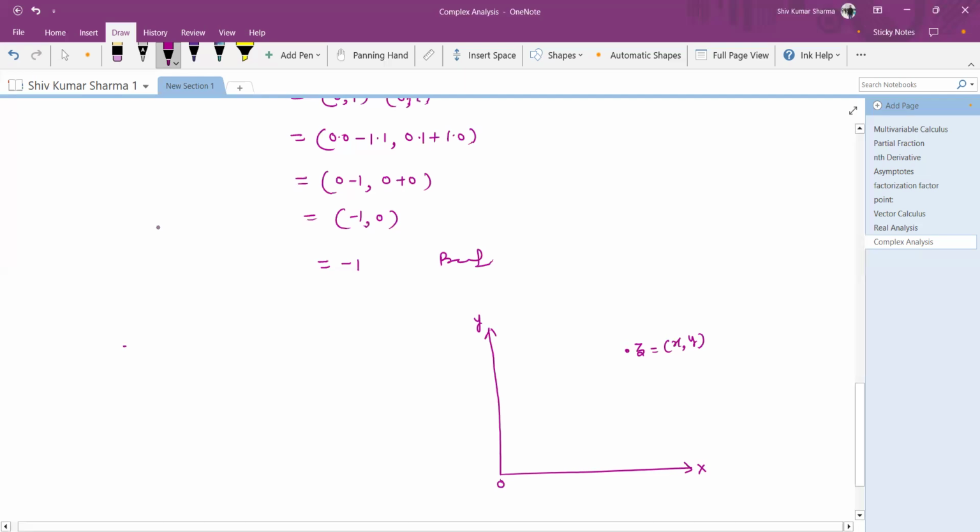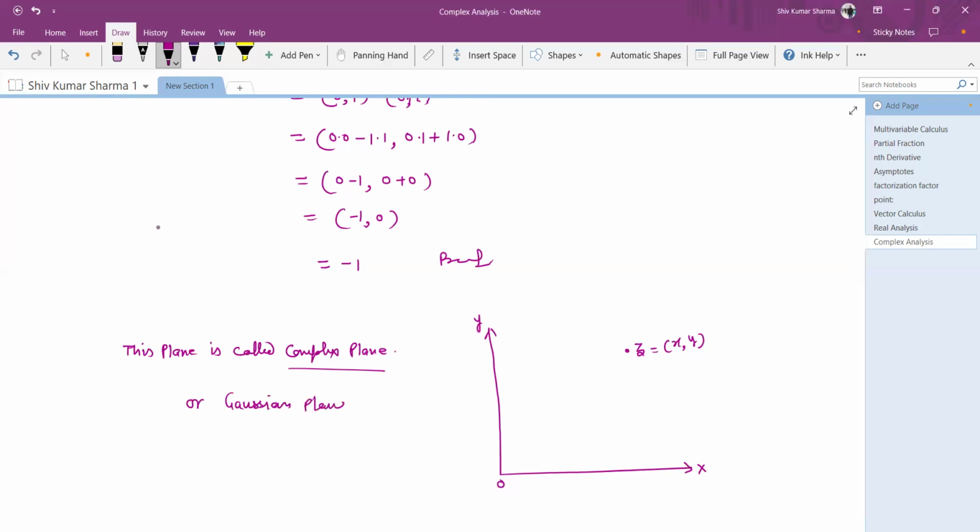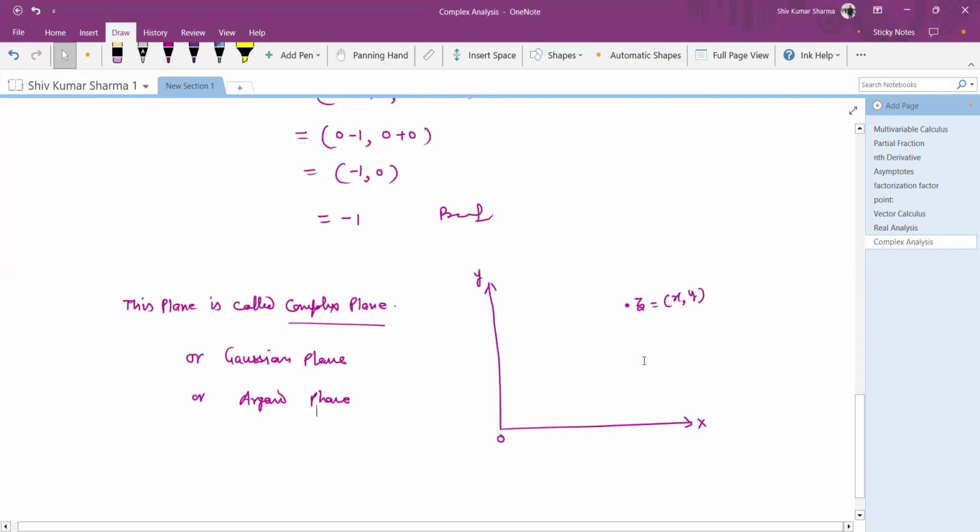So this plane is called the complex plane, or also called the Gaussian plane. This is also called the Argand plane. Basically, we take the coordinates z and write them in the form of an ordered pair. So z is the variable.